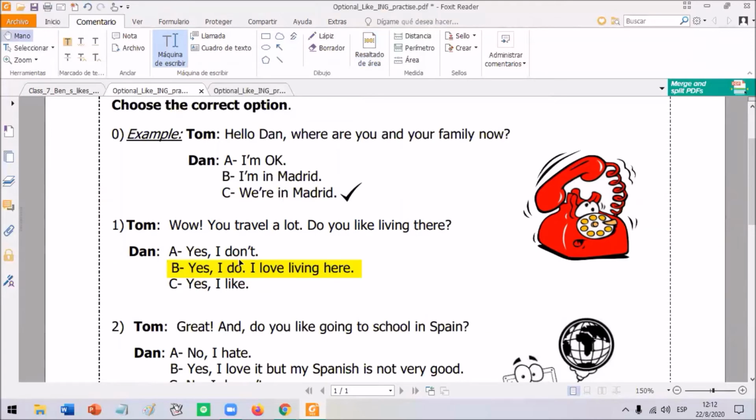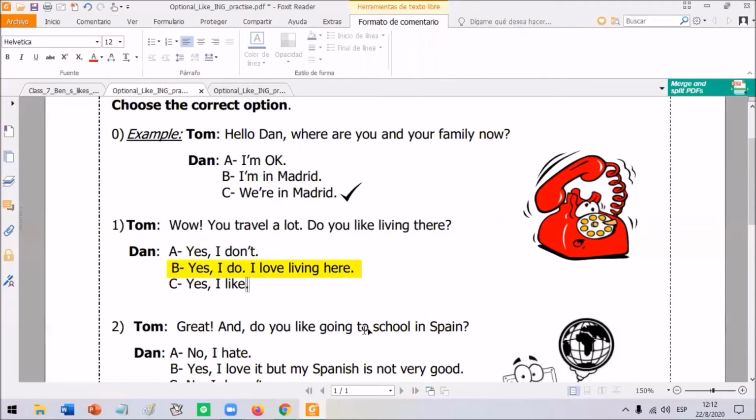Excellent. Look at this. Yes, I don't. No, it doesn't make any sense. It's a contradiction. Digo primero que sí, después que no, no puede ser. Yes, I like. No, ustedes saben que esto está mal, que no podemos decir yes, I like. En todo caso, si quiero usar yes, I like, tendría que seguir la oración y decir yes, I like it. ¿Ok? Pero así, terminarla con el like, no. La forma correcta entonces es yes, I do.